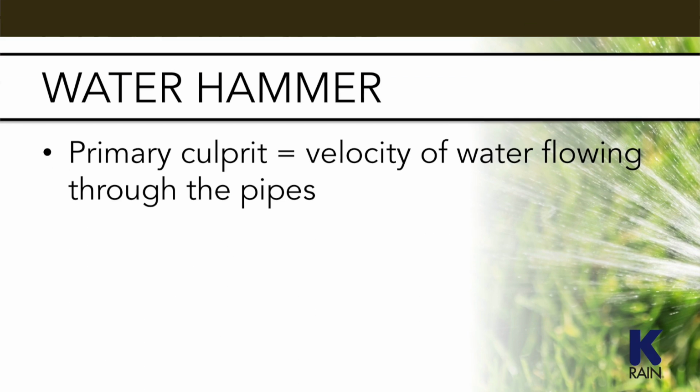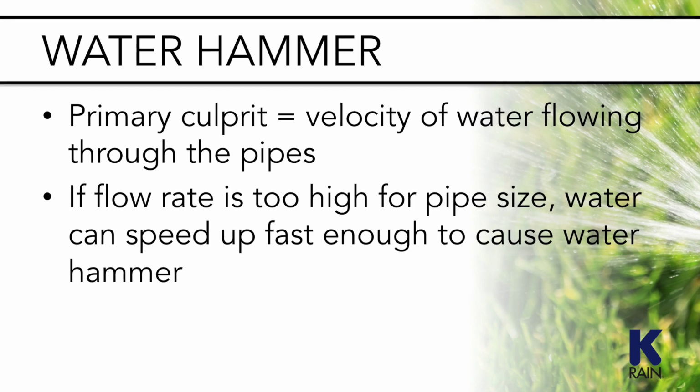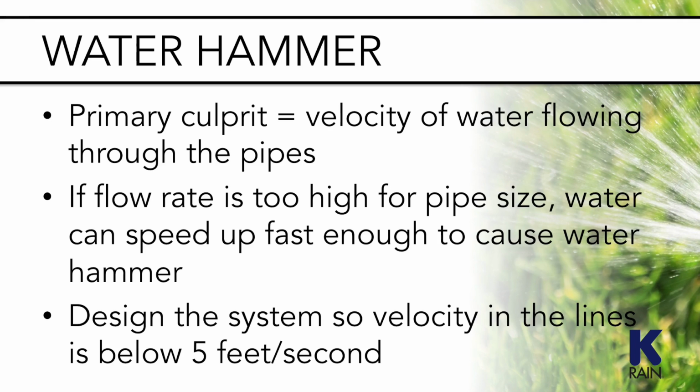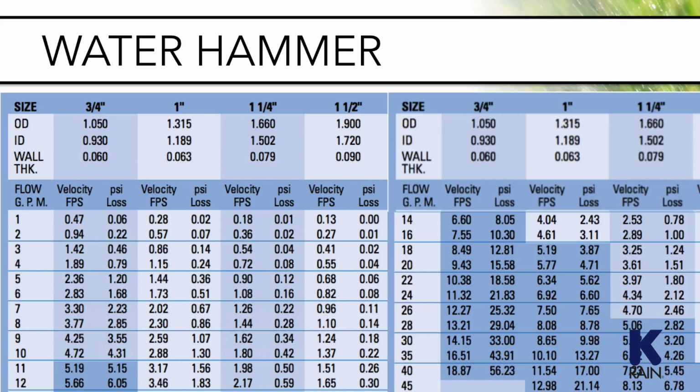The primary culprit in cases of water hammer is the velocity of the water flowing through the pipes. If the flow rate of the irrigation system is too high for the pipe size, the water can speed up fast enough to cause water hammer. The best way to prevent this is to design the system so that the velocity in the lines is below 5 feet per second. Looking at a sizing chart for PVC pipe, we can see that the chart tells us what the velocity of water will be in different pipe sizes at different flow rates. Keeping the velocity below 5 feet per second is recommended to prevent water hammer.